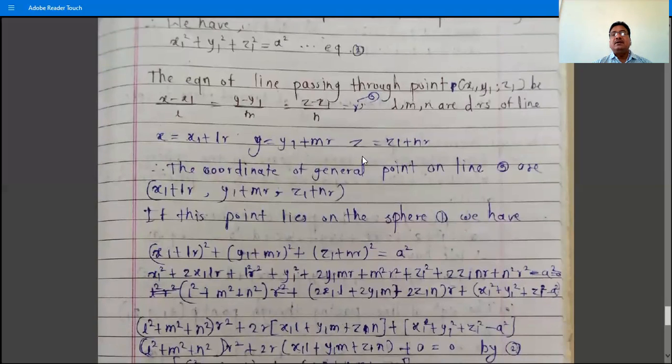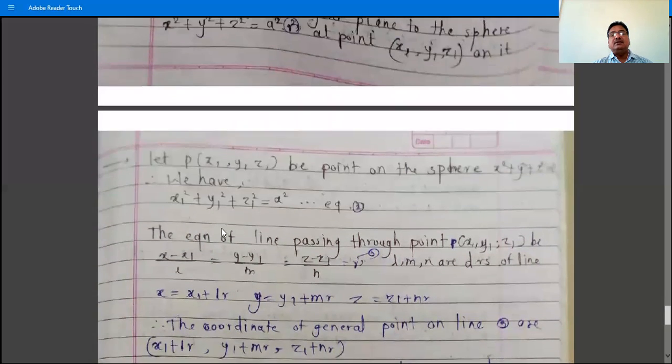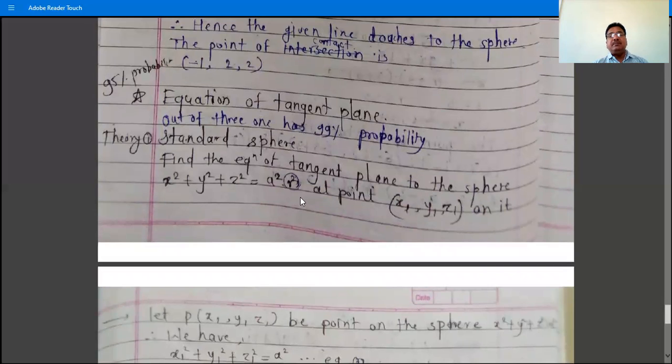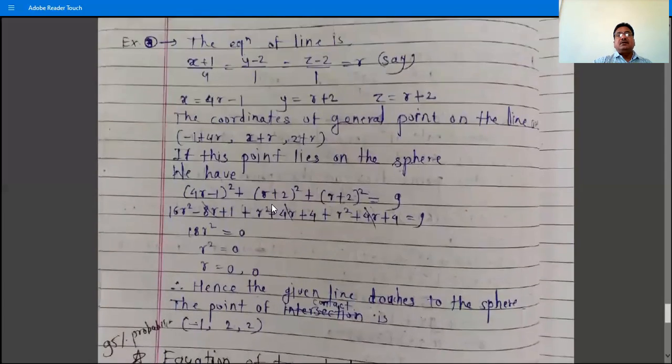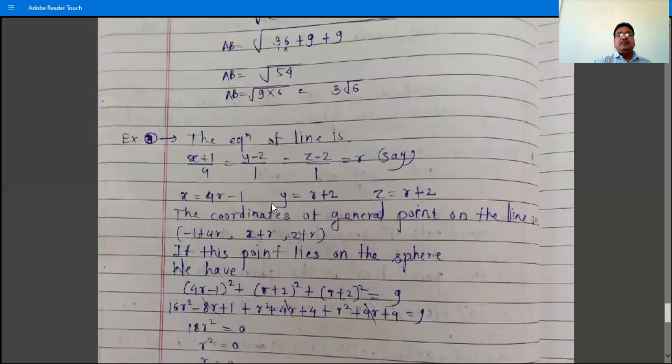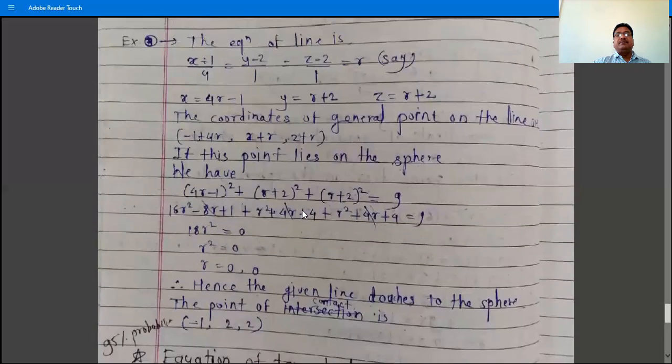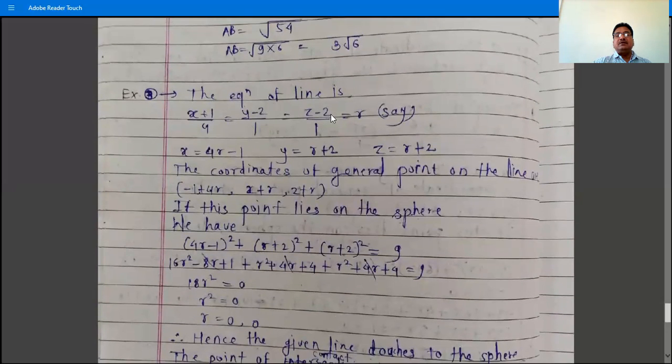So what do we have? (x1 + lr)² + (y1 + mr)² + (z1 + nr)² = a². If we observe this procedure, the procedure of finding the equation of the tangent plane to the sphere and the problem of the tangent line to the sphere, both are the same.